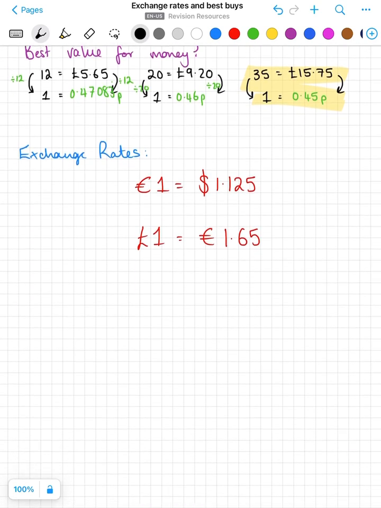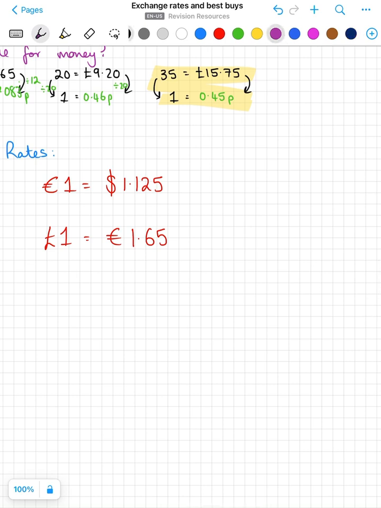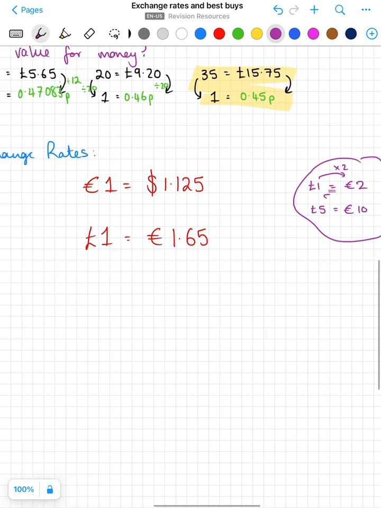Now for exchange rates. Again, this is very similar in that we're going to be using a ratio to do this. If you ever get stuck with exchange rates, just imagine to yourself, perhaps for every £1 you've got €2. So if something costs £5, it will cost double the amount, €10, because to go from pounds to euros you times by 2. And vice versa, you go euros to pounds, divide by 2.